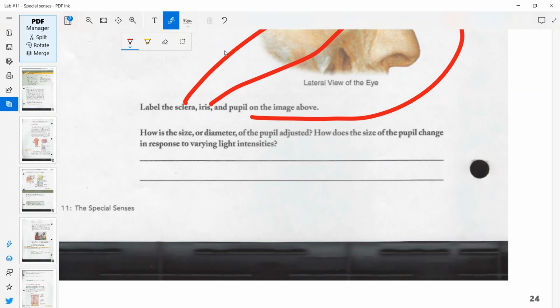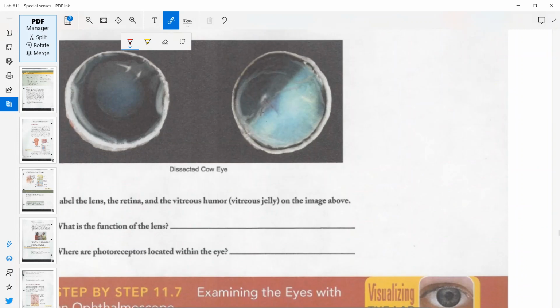The size, the diameter of the pupil, is adjusted by the muscles of the iris. When some of the muscles of the iris contract, the pupil becomes narrower, and when they relax, it becomes wider. The size of the pupil changes. So when the amount of light increases, the pupil constricts, and when it becomes dark, the pupil dilates.